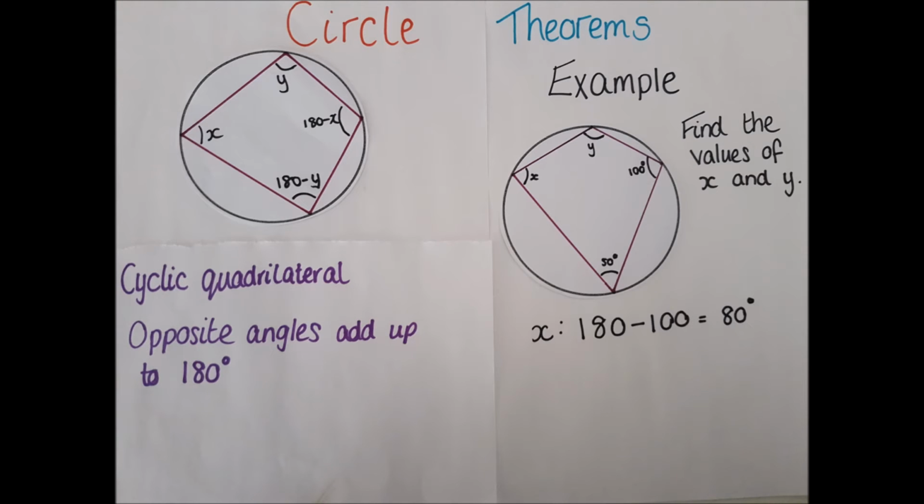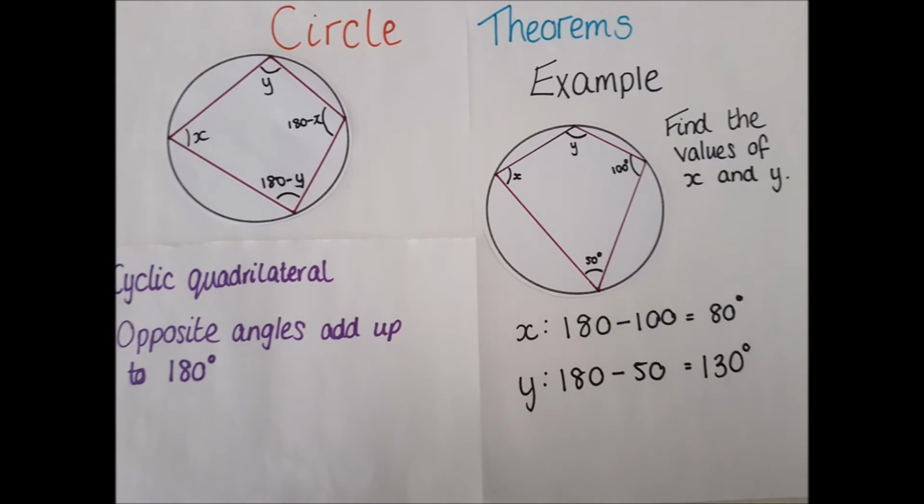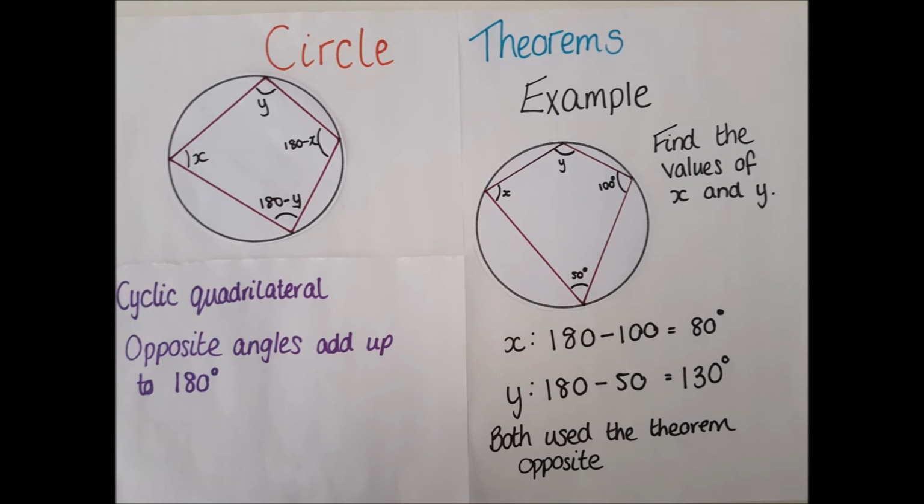We get x equals 180 minus 100, which equals 80 degrees, and y equals 180 minus 50, which equals 130 degrees. Again, we justify each step. We use the fact that opposite angles in a cyclic quadrilateral add up to 180 degrees.